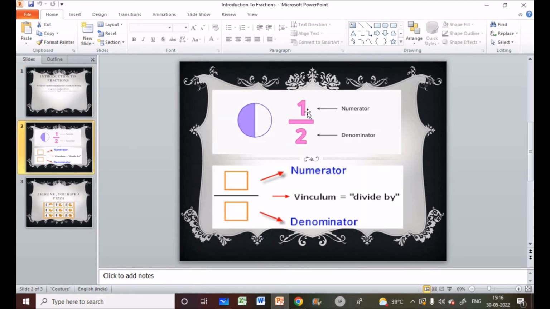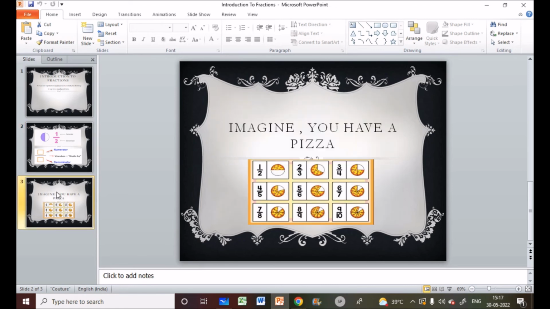The upper part is called the numerator, which shows how much part is shaded or taken away. And this line is called the vinculum, which is almost equal to divide by. And the denominator shows how many total parts there are. And I have also given you an assignment: imagine you have a pizza or get a real pizza also. So I hope you have understood this topic.